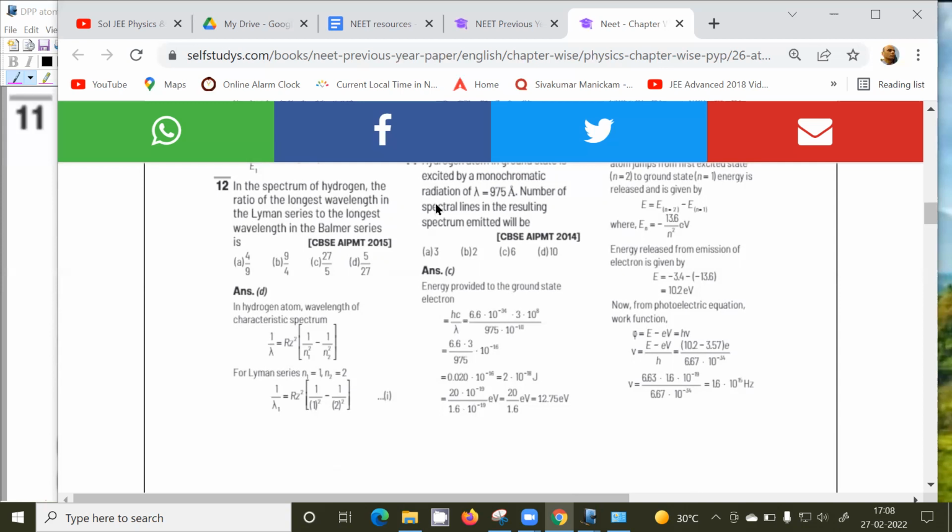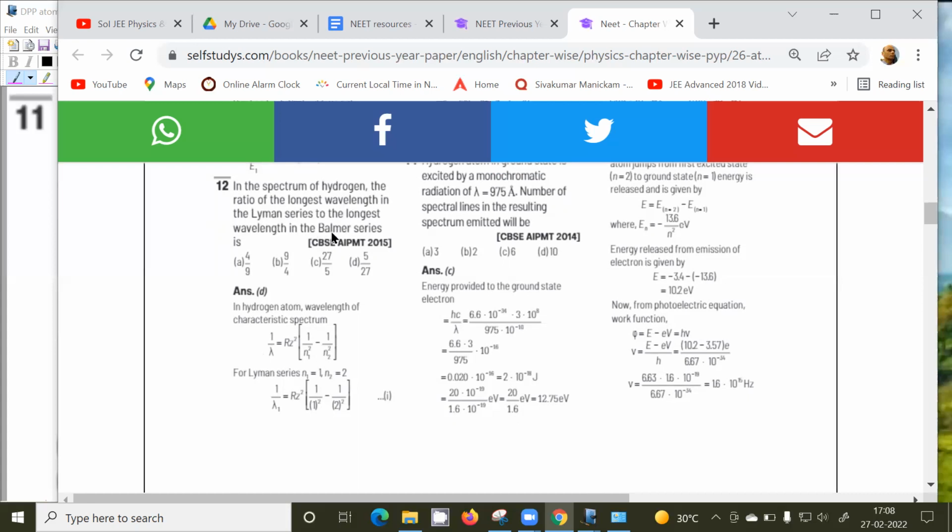No, sir. I didn't get it. Longest wavelength means shortest frequency, no? That is it. Shortest frequency means the energy difference should be minimum. So for Lyman, the minimum energy difference is between 2 and 1, because final is always 1. Between 3 and 1, the energy is higher than 2 and 1. So the minimum energy corresponds to 2 to 1. So that 2 to 1 transition will give the longest wavelength.